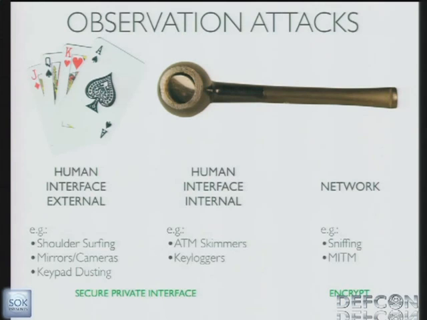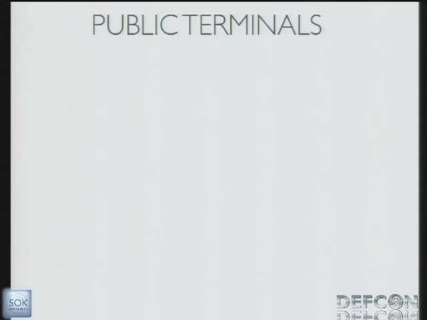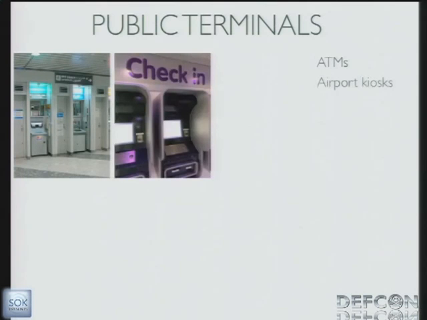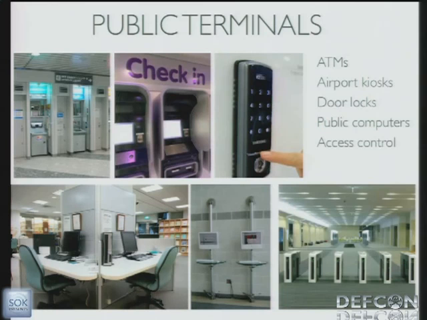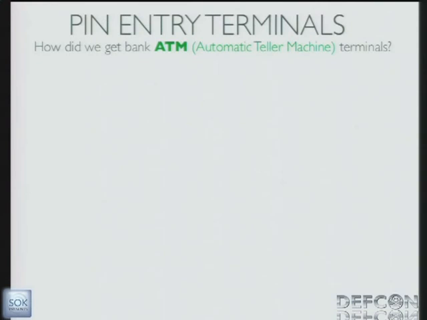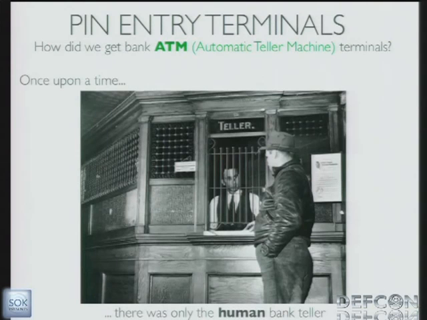And of course, we can secure the external and internal human interface bit, the stuff that faces the human, if we keep the interface private. But what about when we have to use public terminals? So public terminals are everywhere. We see ATMs, airport kiosks, door locks, public computers, and access control for facilities. You probably use one pretty much every day. So let's take a closer look at one of the most common public terminals from a human interface perspective, the ATM. Where did it come from, and why was it designed the way that it is?